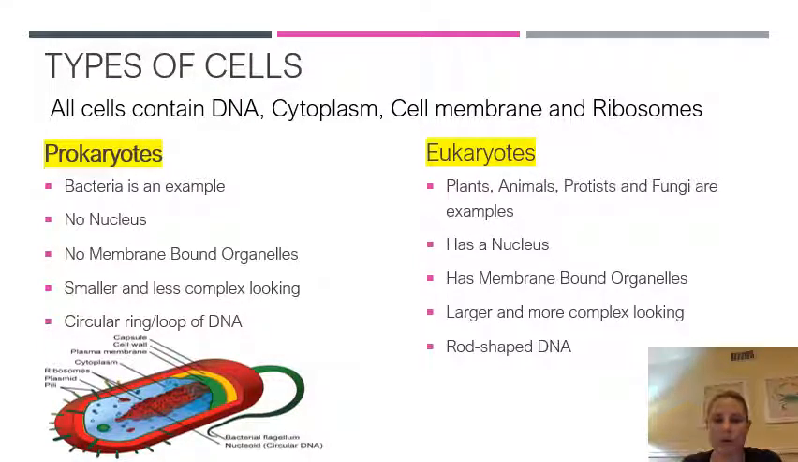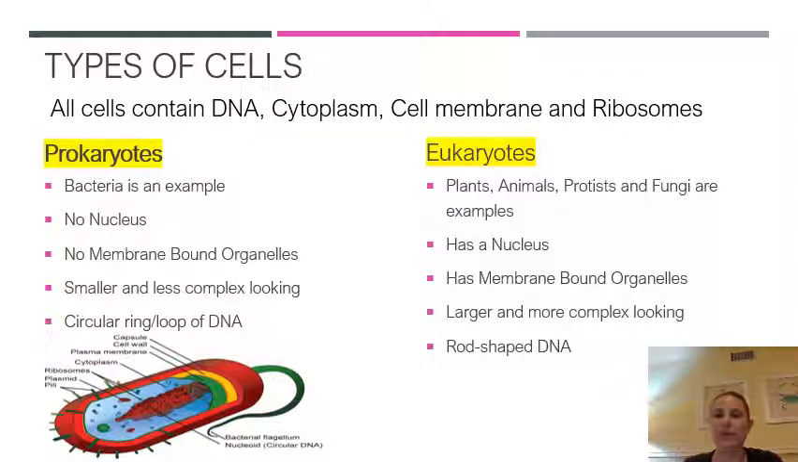So that's a prokaryote. Pro rhymes with no because it has no nucleus and no membrane-bound organelles, and bacteria is an example. Then we have eukaryotes. Eukaryotes is everything else. So plants, animals, protists, and fungi are all examples of eukaryotes. U rhymes with do because they do have a nucleus and they do have membrane-bound organelles.